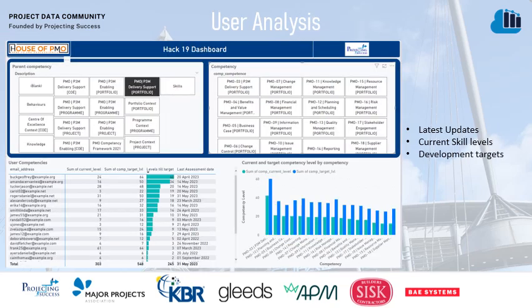This visual shows the current skill levels of the employees. On the left-hand side, the data can be sliced by parent competency, and on the right-hand side by the core competency. The bottom left-hand chart shows the user competencies with their target competency level compared to their current competency level and the date of their last assessment, which can be used to set development targets. The bottom right-hand visual again shows the data by competency, showing the target versus current competency level.